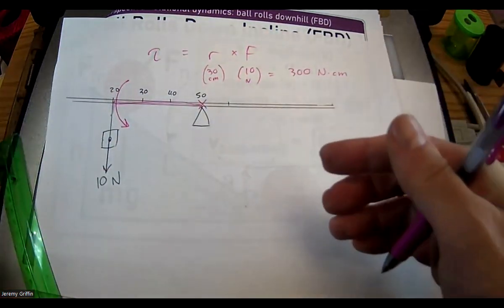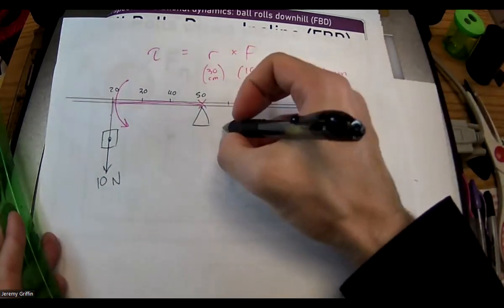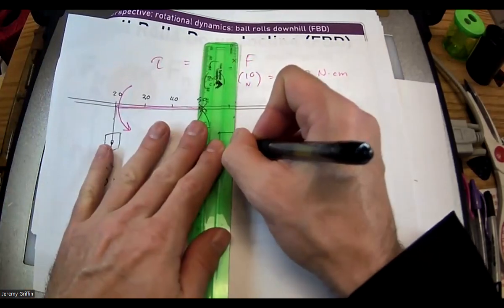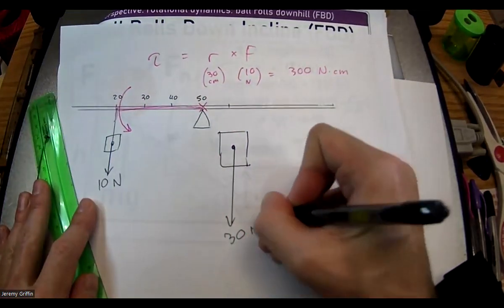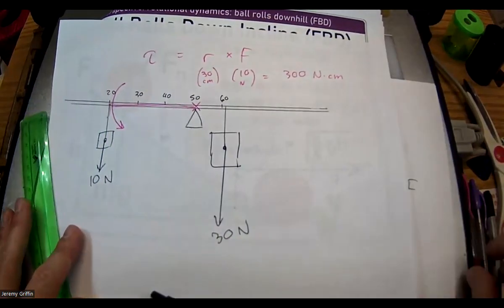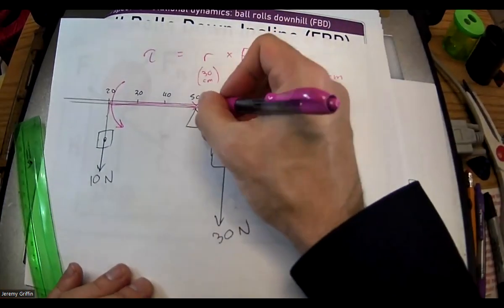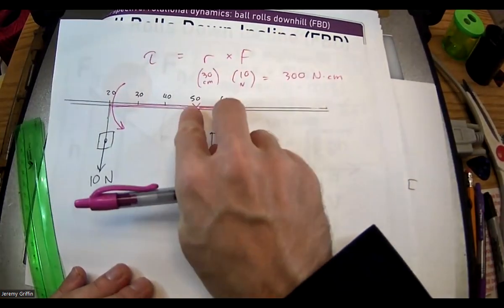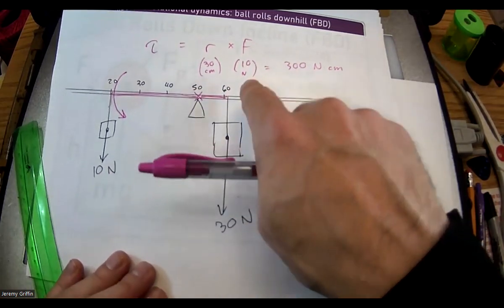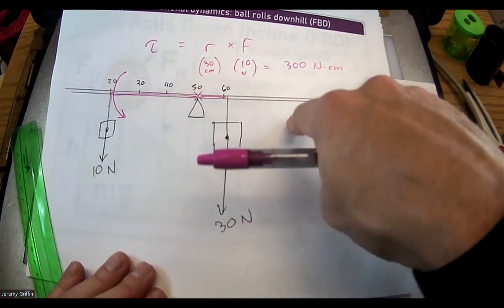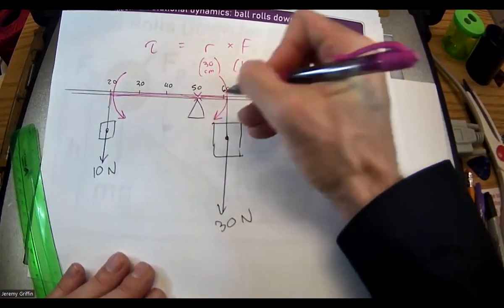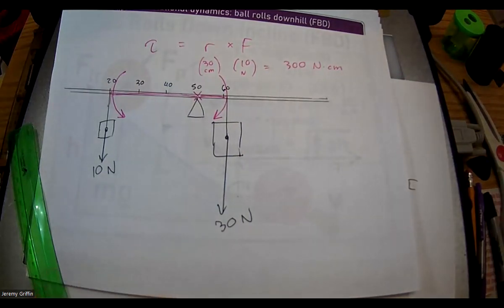Well, we want to balance that out, so we need another torque, and they gave you a 30 Newton weight. If you hang the 30 Newtons right here at the 60 centimeter mark, what's this radial arm right here? What's 60 minus 50? It's 10. So now you've got 10 centimeters and 30 Newtons. Wouldn't that give you the same torque, except clockwise instead of counterclockwise? So that would balance it out.